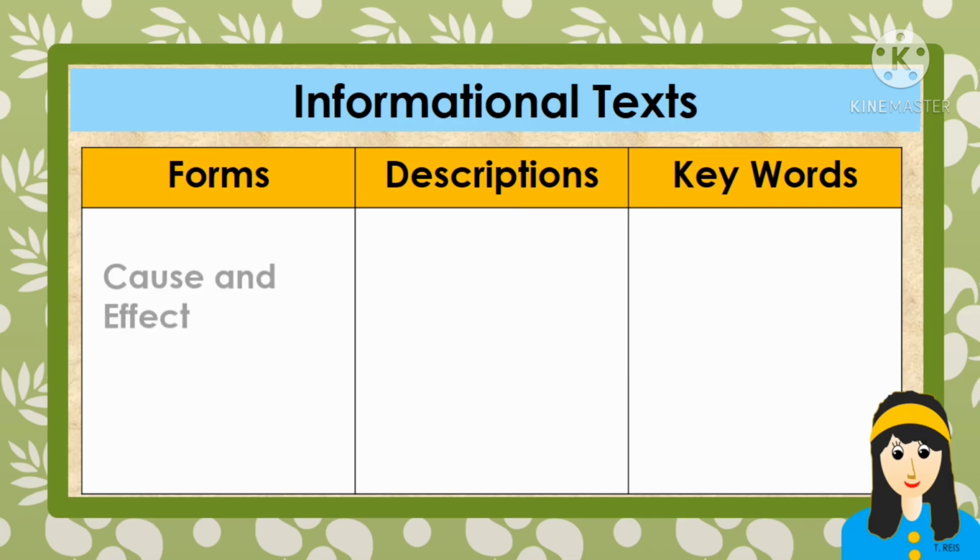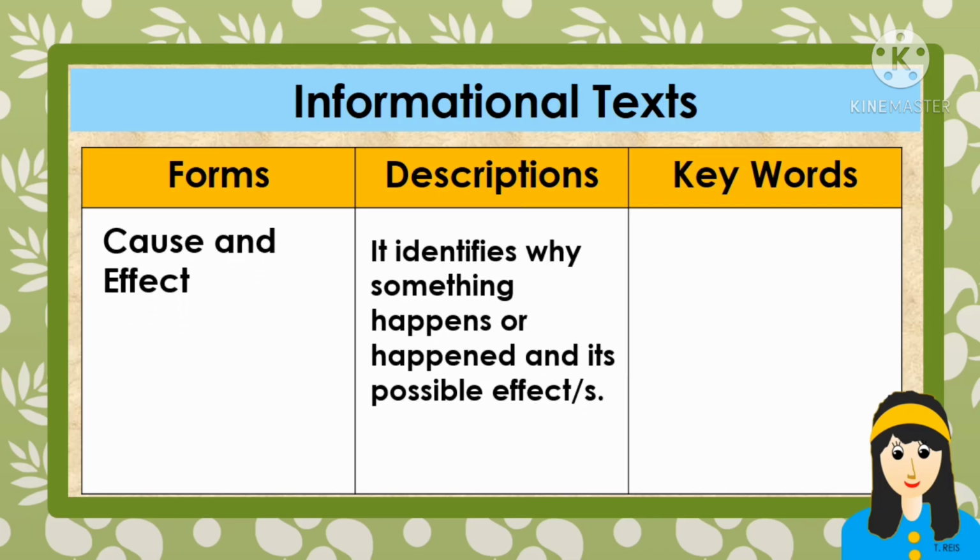Next form, cause and effect. Let us describe. Cause and effect identifies why something happens or happened and its possible effect or effects. Here are the keywords for cause and effect.